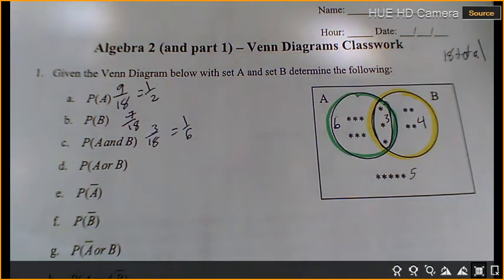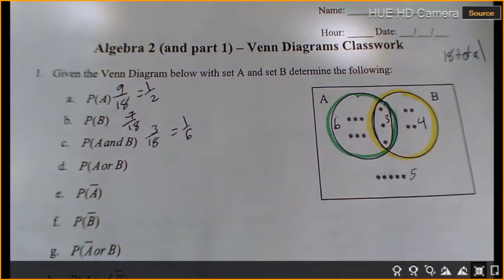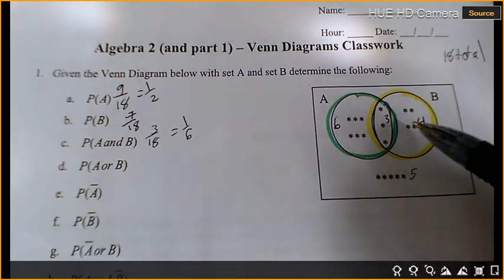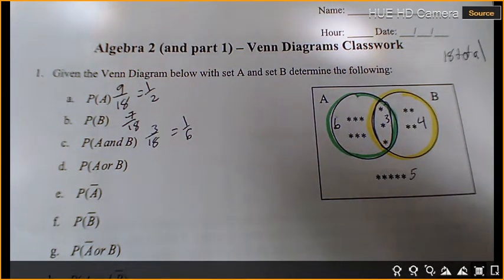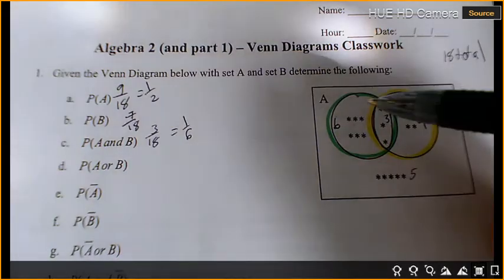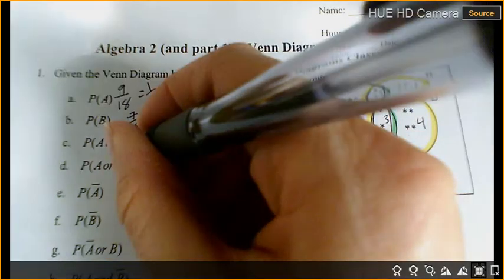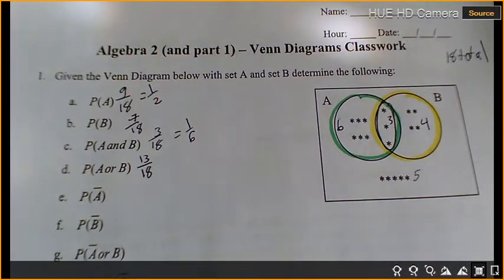Okay, here's a different one. What is the probability that it's A or B? So it could be A or it could be B. So we've got 6, 7, 8, 9, 10, 11, 12, 13 all here. But I wouldn't use the one in the middle, right? Because it doesn't say and, it says or, correct? So you'd use all of them? A or B. Okay. So it's 13 out of 18.